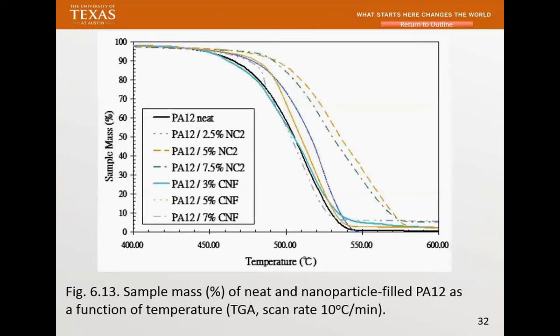So another thing that we do a lot is what we call TGA. I'm just showing an example: Nylon 12, with different clay and different loadings of carbon nanofiber. You can see a better thermal stability. TGA will only give you thermal stability. You don't want to do more than what the instrument can give you.